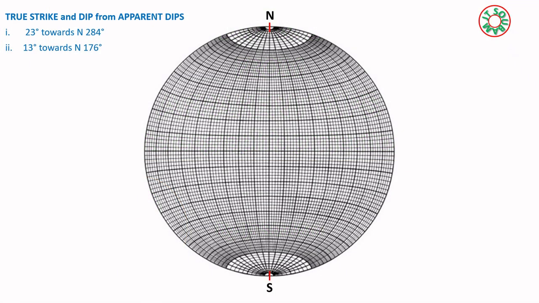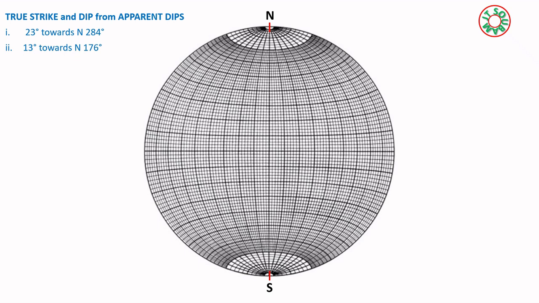Here we are given two apparent dips of the same planar surface. The first apparent dip is 23 degrees towards north 284 degrees. The second apparent dip is 13 degrees towards north 176 degrees. From these two apparent dips, we need to determine the true strike, the true dip direction, and the true dip amount. Before plotting anything, let us recall one very important concept.